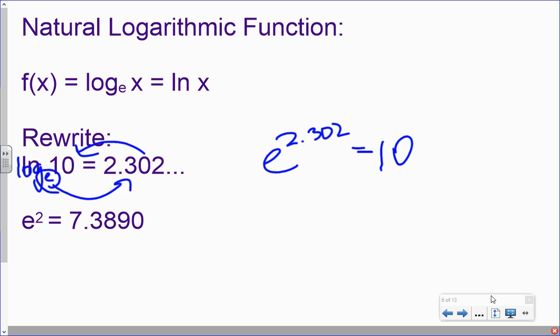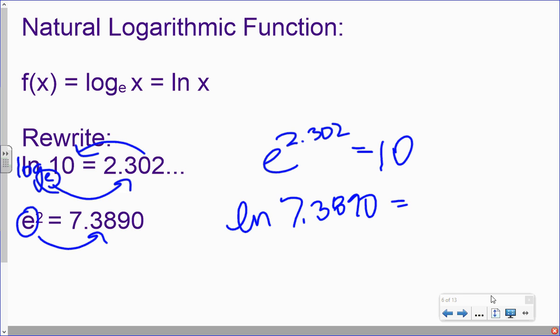Okay. How about the other way? e squared is 7.3890. If I want you to put that into logarithmic form, since our base is e, we have log base e, or natural log, of 7.389 equals our exponent of 2.